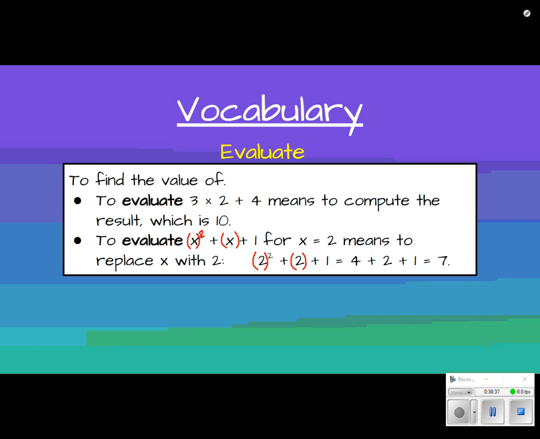But if you do not get in the good habit of putting parentheses around the numbers that you plug in, you may sometimes get the right answer, but sometimes get the wrong answer. And I don't want you to get the wrong answer because you're working hard on the math but you forgot something. So parentheses are really, really important.